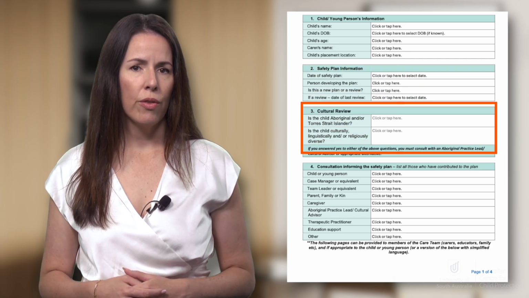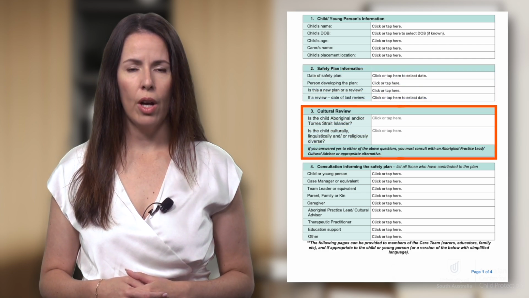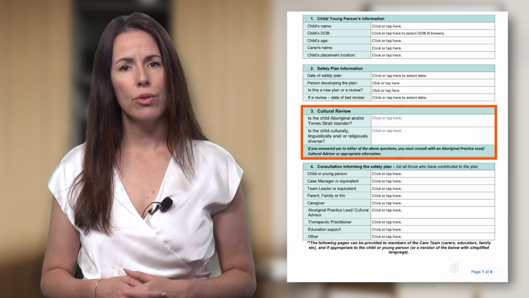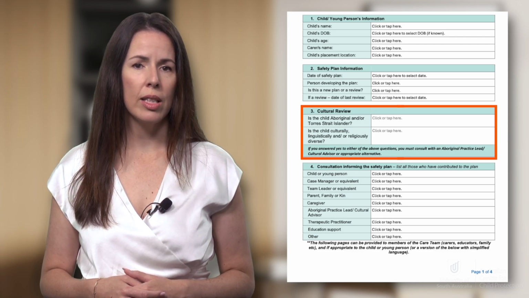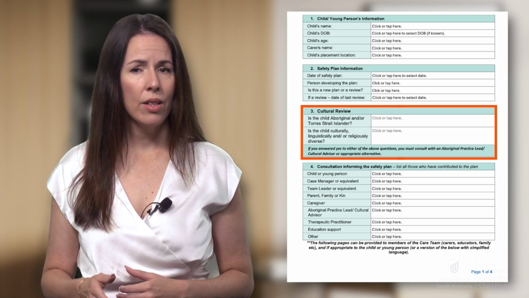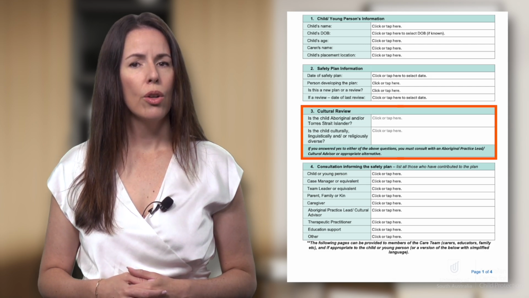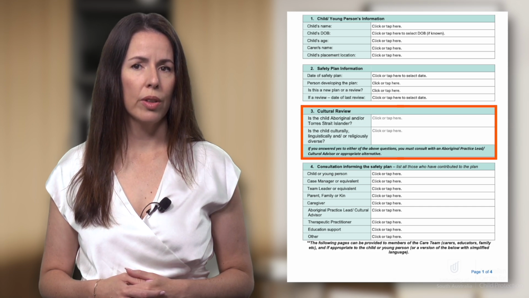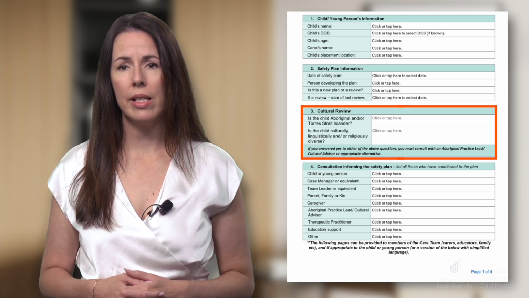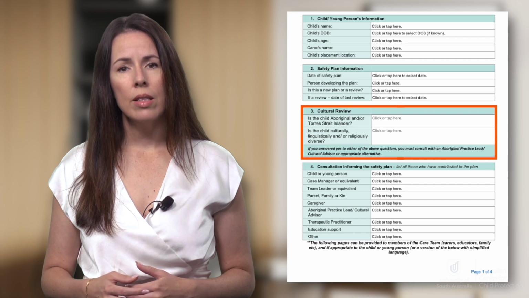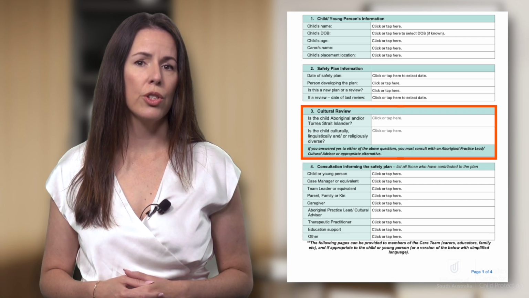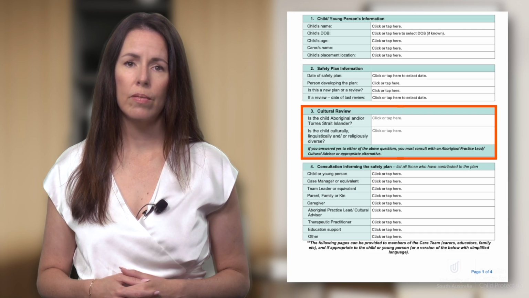Moving on to Section 3, you'll be asked to identify if the child or young person is Aboriginal and Torres Strait Islander or culturally, linguistically or religiously diverse. If the answer is yes to any of these, you should consult with an Aboriginal practice leader or appropriate cultural advisor for guidance on completing the plan. This ensures the safety plan is culturally sensitive and respectful of the child's heritage and community.